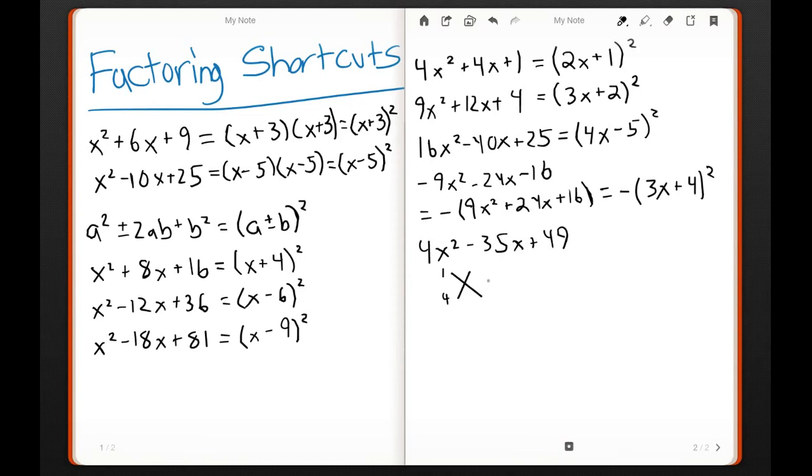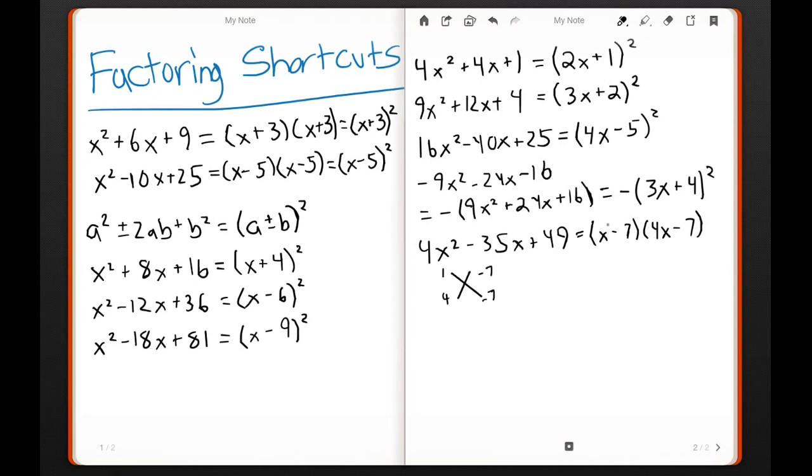So let's go with 7 and 7. Now we multiply across, we'll get 7 plus 28. That is indeed 35, but it's negative 35. In order to make it negative 35, we're going to put negative in front of here and negative in front of here. And negative 7 times negative 7 will still multiply to positive 49. So now we can, from this, write x minus 7 times 4x minus 7.